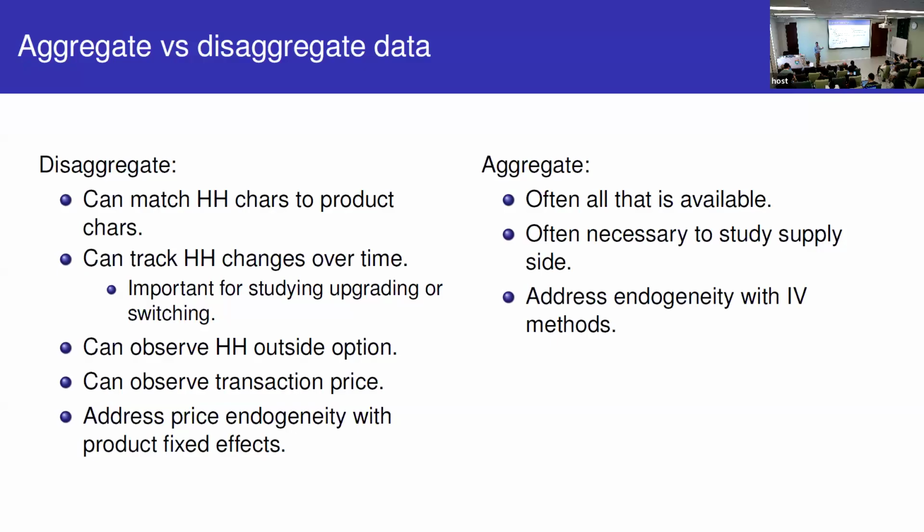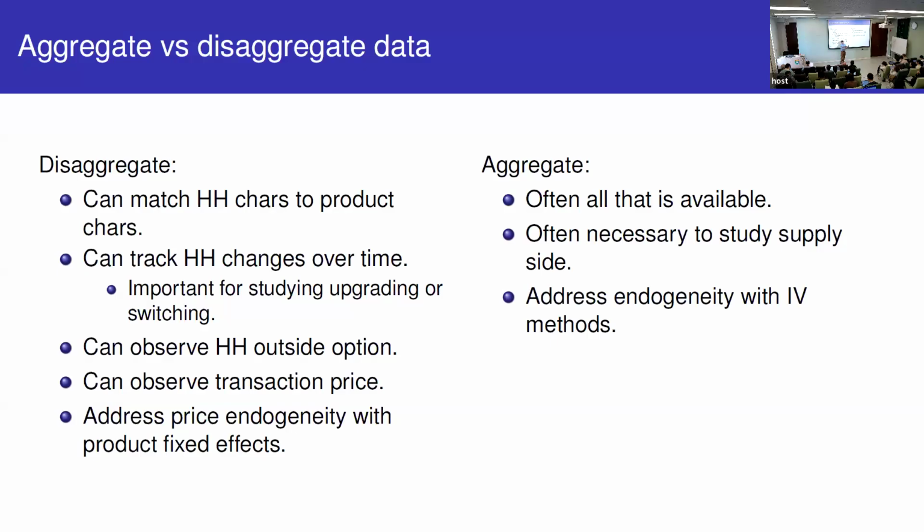So why ever use aggregate data with all these advantages? Well, sometimes it's all we have. It's easier to get quantity data than it is to get a good survey of household data. I'll say that it's often necessary to study the supply side. That's because typically when we want to think about the supply side, we need to know the market shares of all the products. We want to think of this multi-product firm with all these prices. We need to know how they set their prices in response to all of the market shares. And survey data is often not sufficient for that.